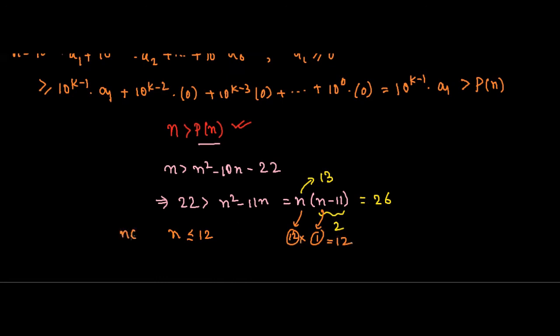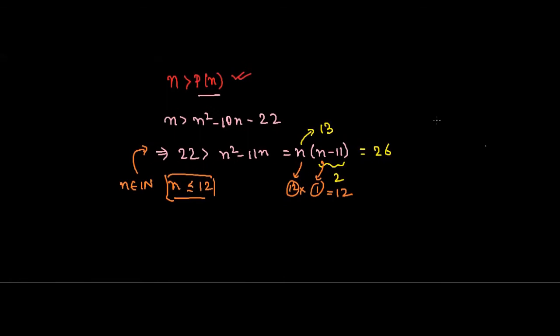So if n is a natural number, the only set of natural numbers that satisfy the inequation that n square minus 11n minus 22 is less than 0 is n less than or equal to 12. But remember, we have just now shown that n must be greater than or equal to 12 by the fact that the product of digits of n is greater than 0. So hence we can say the only natural number that satisfies these two inequalities is n equal to 12. So n equal to 12 is the only natural number that satisfies both these inequalities, and hence n equal to 12 is the only answer.